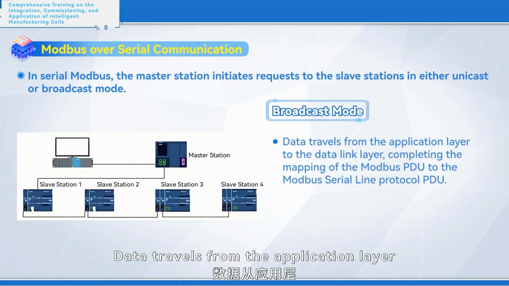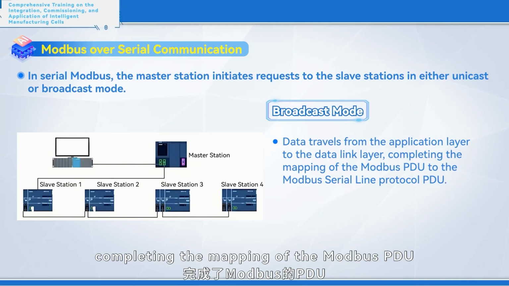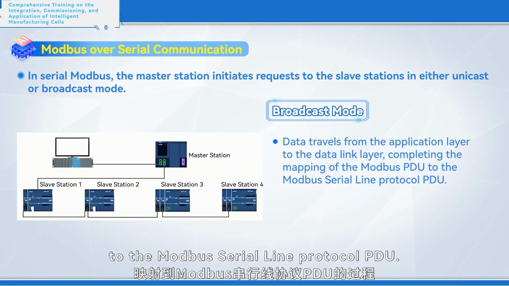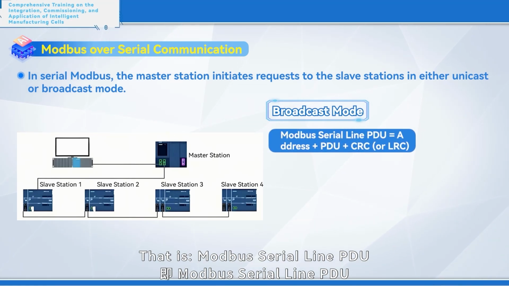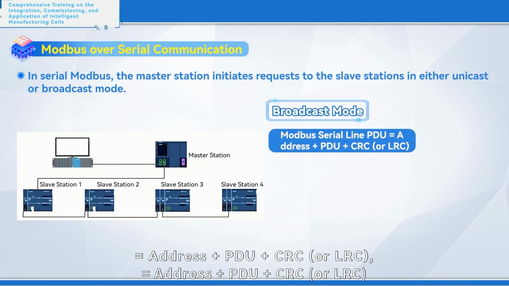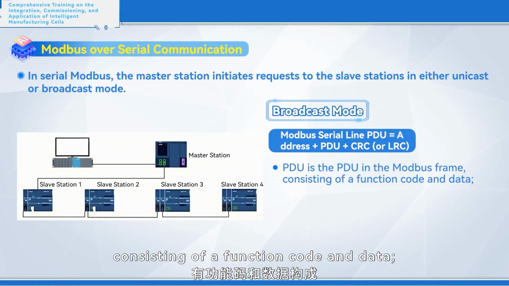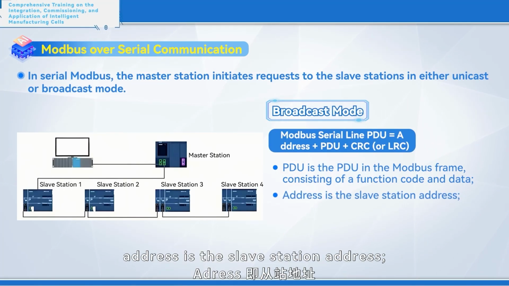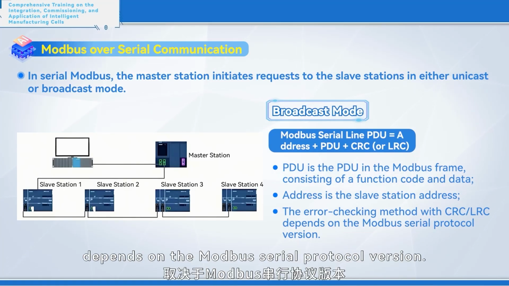Data travels from the application layer to the data link layer, completing the mapping of the Modbus PDU to the Modbus serial line protocol PDU. That is, Modbus serial line PDU equals address plus PDU plus CRC or LRC, where PDU is the PDU in the Modbus frame, consisting of a function code and data. Address is the slave station address. The error checking method with CRC/LRC depends on the Modbus serial protocol version.